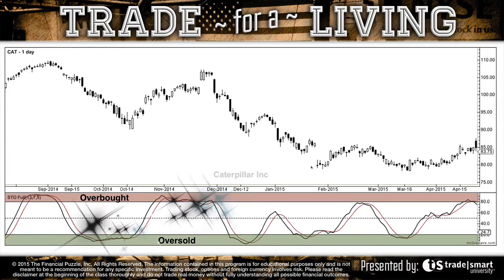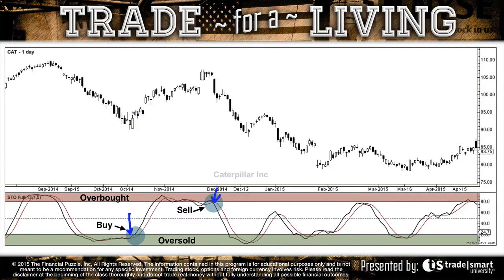Now, the second signal we get are the actual buy-sell signals. And this is going to show up, you notice how these lines are crossing? That's going to be your buy signal. If you're oversold and it starts to cross up, that would be a buy signal. If you're overbought and it starts to cross down, well, that's going to be a sell signal.